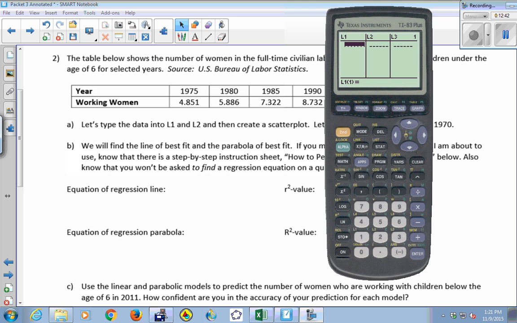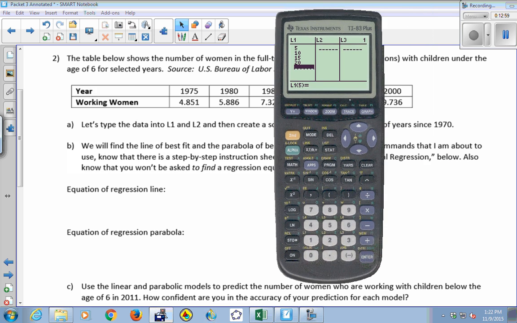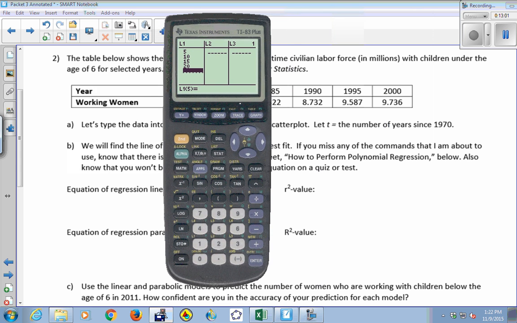The next step is to enter all of your X data in list 1 and your Y data in list 2. So my X data, I'm putting in years since 1970. So my first data point's at 5, and then 10, 15, 20, 25, and 30. So that's my X data for year.